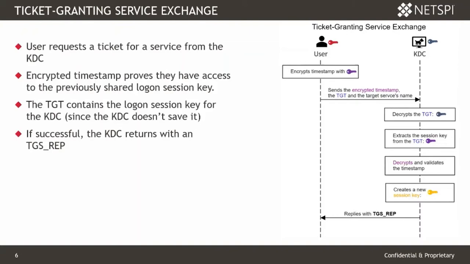The KDC generates a new random key. This is called the service session key, and we're going to have it in yellow. The KDC replies to the user with another data structure called the TGS-rep. Well, since this is the Ticket Granting Service Exchange, TGS-rep stands for Ticket Granting Service Reply. So let's take a look at that data structure.